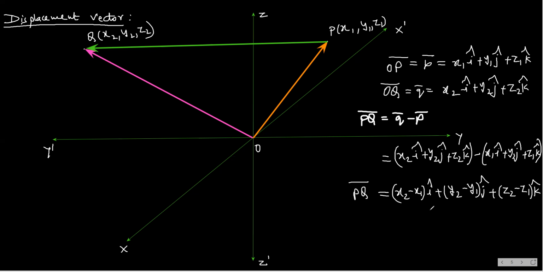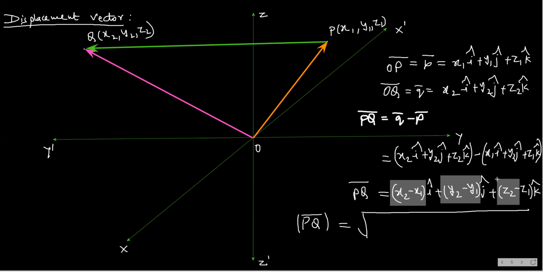And the magnitude of PQ bar, that is mod PQ bar, you will write as the square root of (x2 minus x1) square plus (y2 minus y1) square plus (z2 minus z1) square. Just commit this to your memory. You will just have to remember this. This much you will have to remember. You can also copy this.